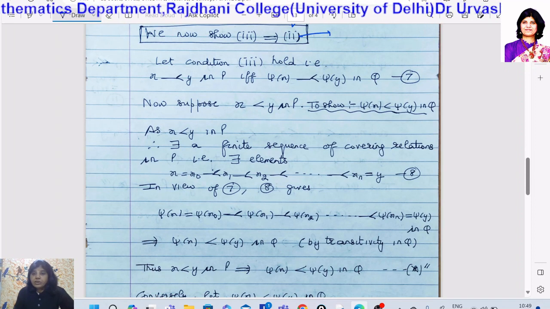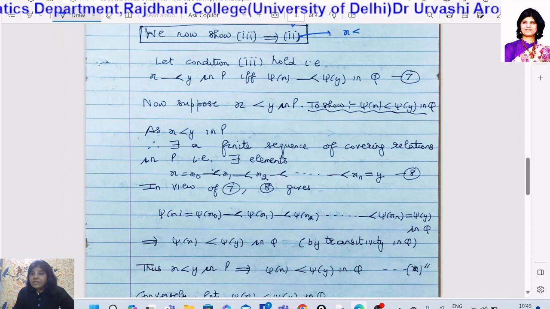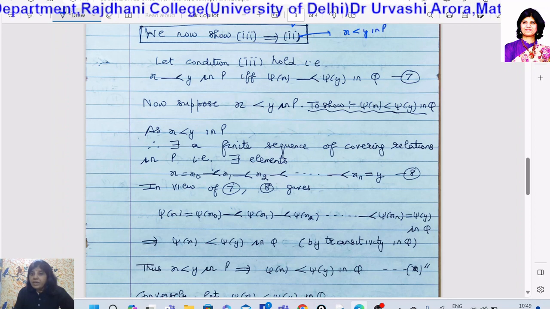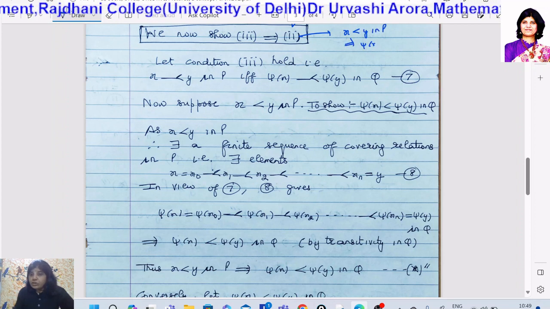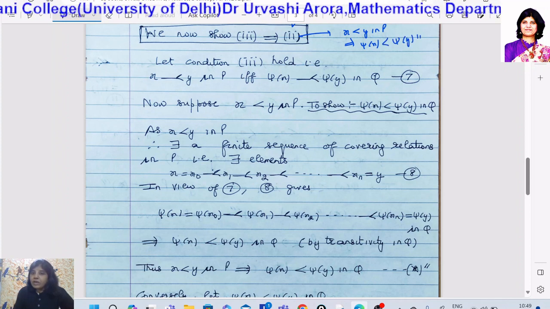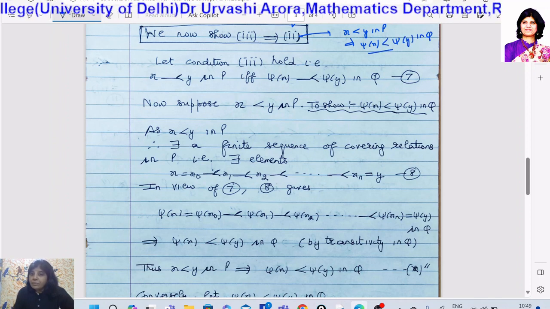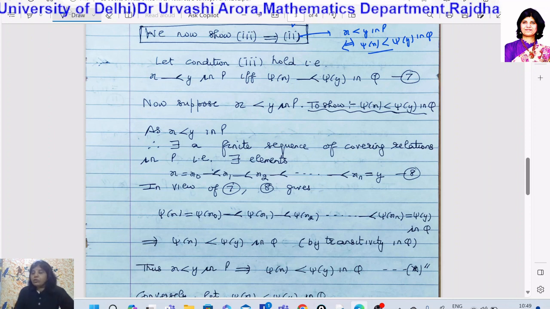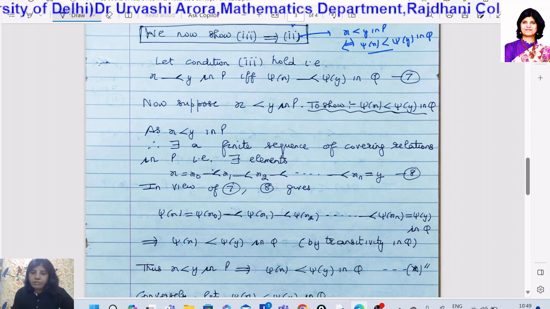And what was condition 2? Condition 2 was that if x is strictly related to y in P, then this should imply that their images should also behave in the same way, which means that psi x should be strictly related to psi y in Q. And if this happens, then the elements are also strictly related. So if and only if we have to show.